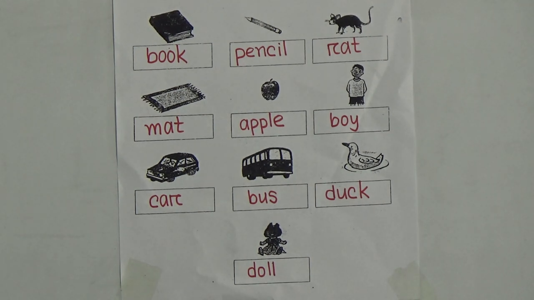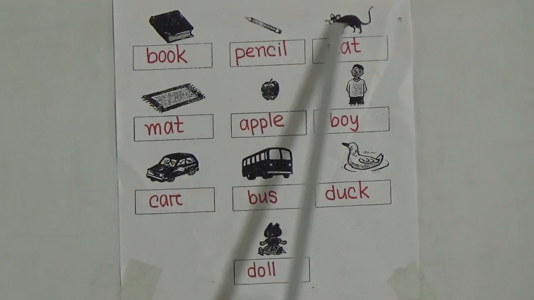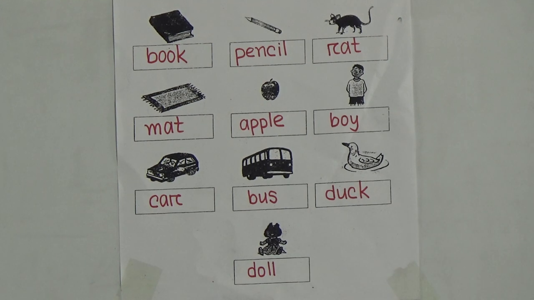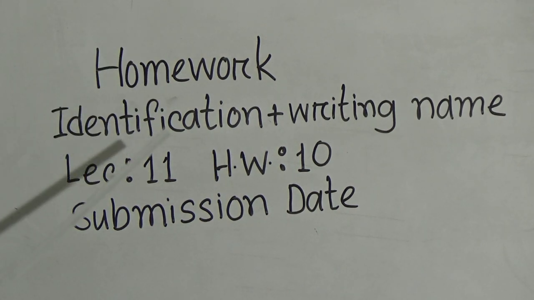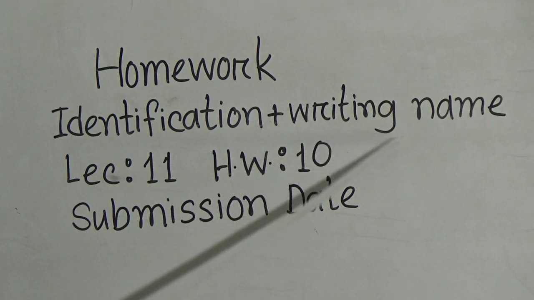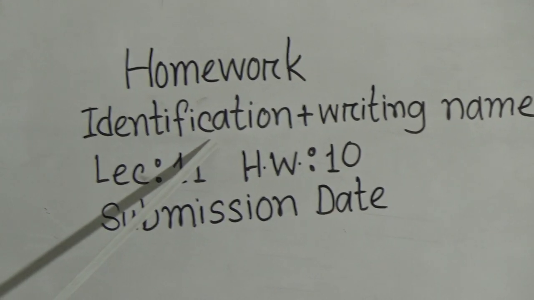Okay, students, I hope you can understand how you have to answer in your exam. All these pictures will be in your copy, and you just have to write the name of each picture inside the boxes. Okay, now it's time to give your homework. Your homework will be identify the picture and write the name under the picture. I'm writing here shortly. Identification plus writing name. So it means today's topic. Your homework will be today's topic.